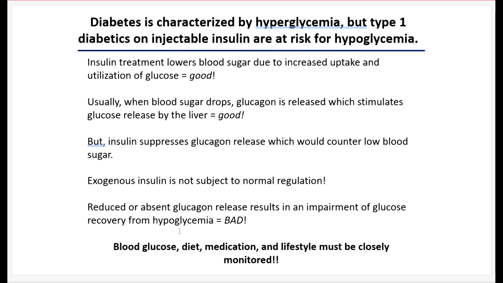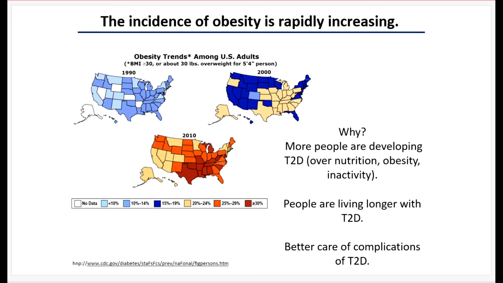And so blood glucose, diet, medications, and lifestyle are very closely monitored in type 1 diabetics because they're at such high risk of hypoglycemia. Hypoglycemia is when blood sugar is so low that your brain has nothing to use, and you get seizures and comas.